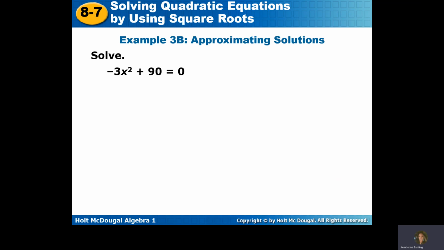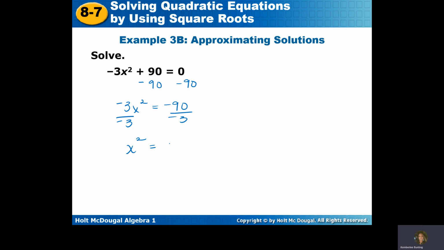I just want you to think. You can be halfway solving a problem before you even write it down if you take a good look at it first. Everybody got it down? So I'm going to subtract 90, like Trevor told me. So I have negative 3x squared is equal to negative 90. Now, what do you think I should do? Divide by negative 3 on both sides, yeah.